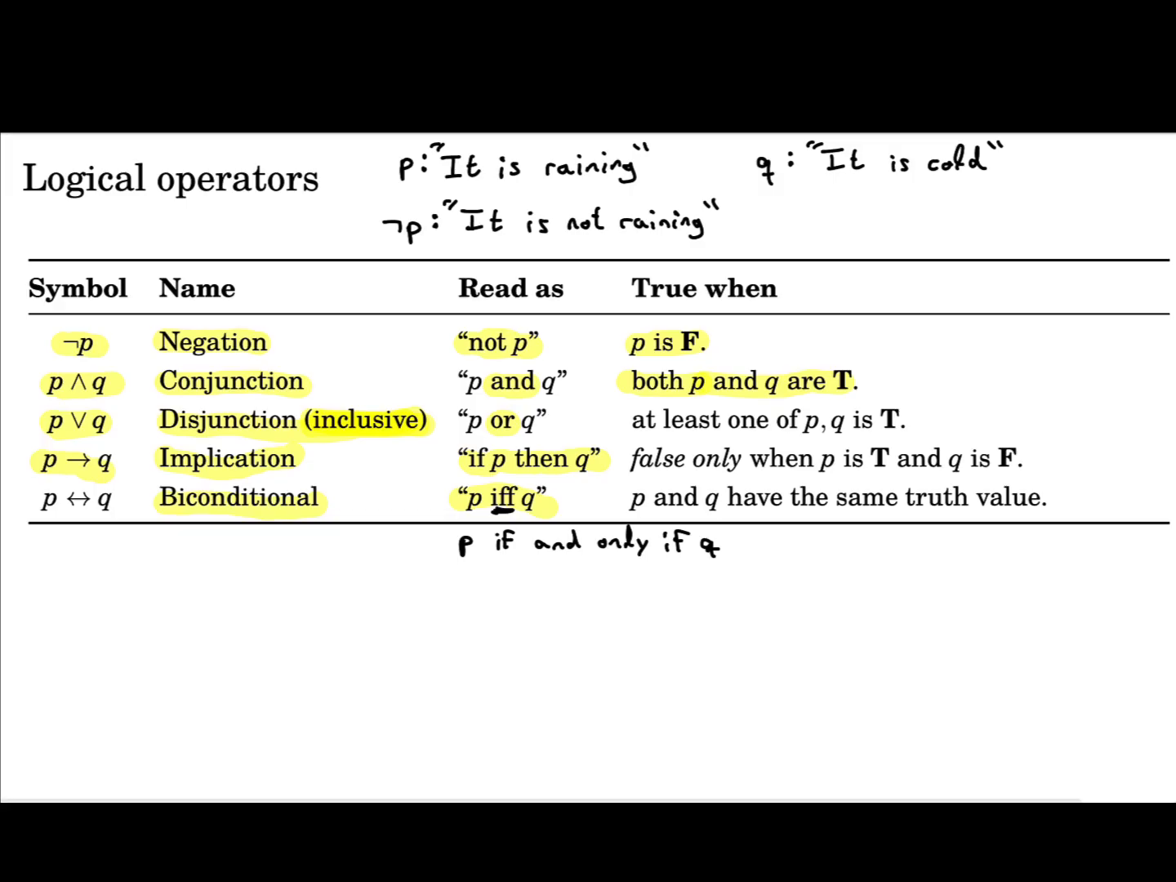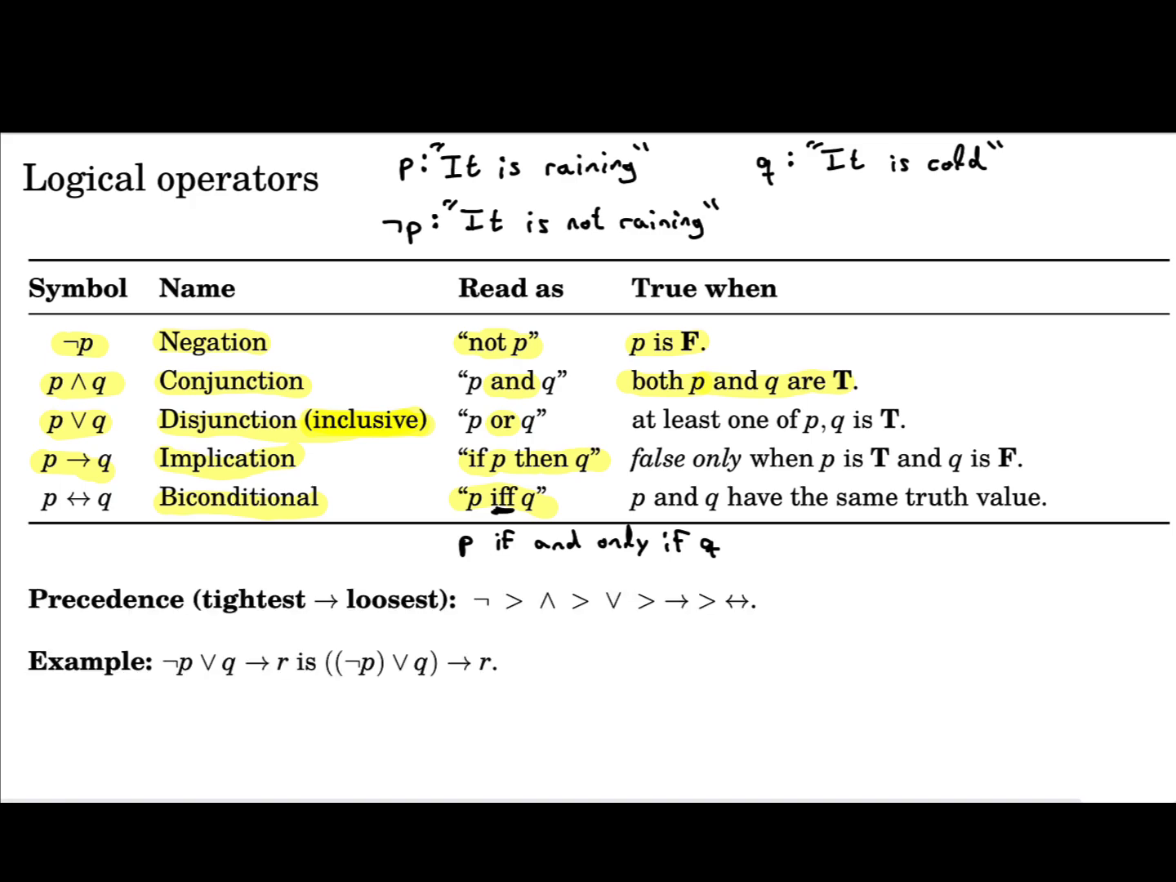The last thing I want to say for now is, when you're writing these things out, how do you read them? How does the precedence work? The way that it works from tightest to loosest is that first comes negation, then you have conjunction, then disjunction, then implication, and then biconditional, which is actually the same order that we did here when we were explaining.